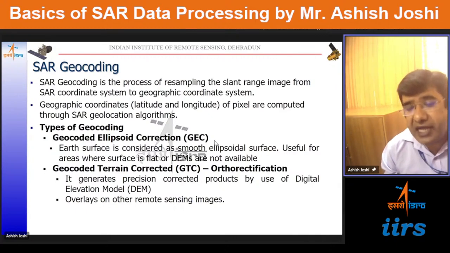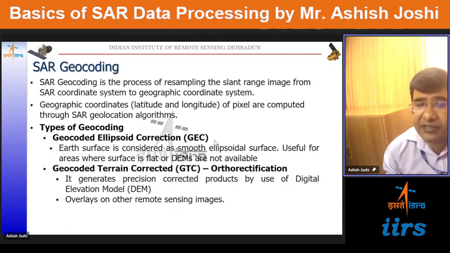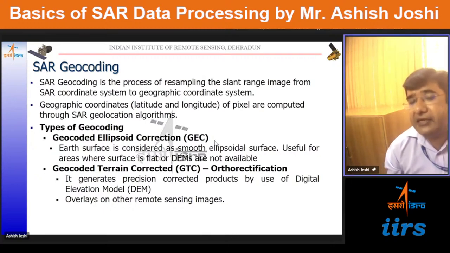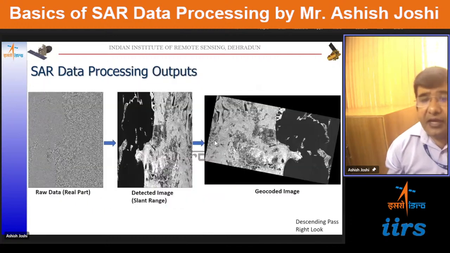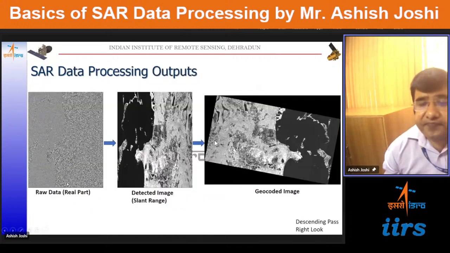That precise product is called the GTC or ortho rectified product. This is called the geocoded ellipsoid correction, which uses the average height. And if we are using the DEM, this is called the precise terrain corrected product. So in this you can see this is the raw data.